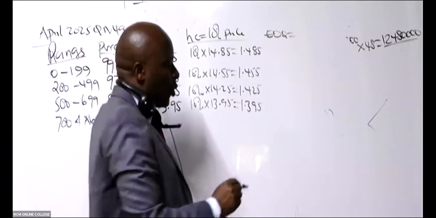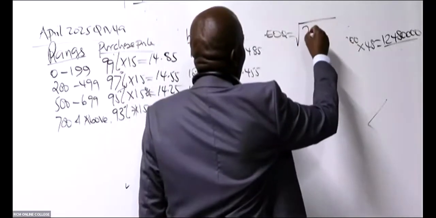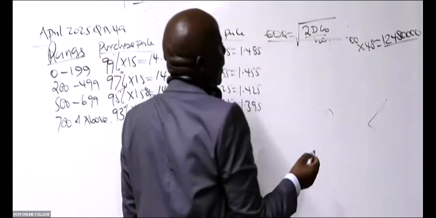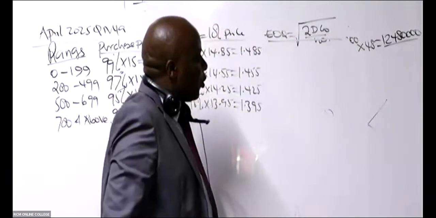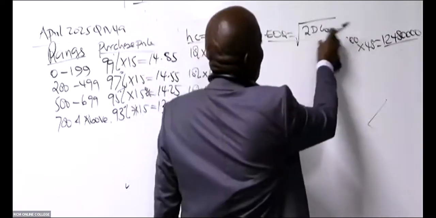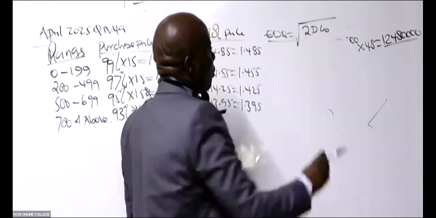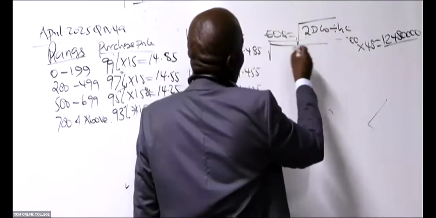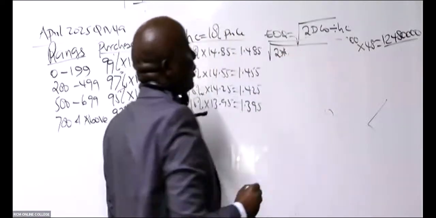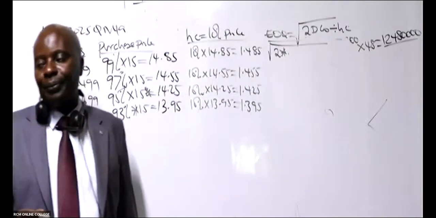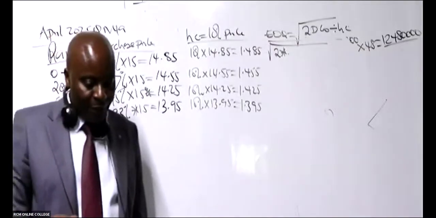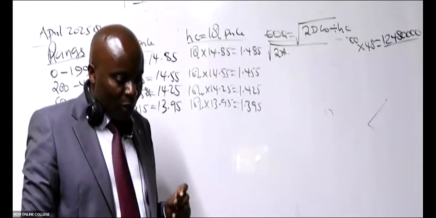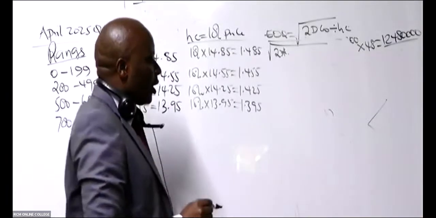We know that EOQ equals a square root of 2 DCO over HC. So for each class, in this one, I would prefer you write your formula like this so that we minimize on space, divided by HC. So like now here I will say square root of 2 times. Have they given me the annual demand? What is the annual demand, somebody? Online students, are they able to see the annual demand? Thank you so much. 15,000.